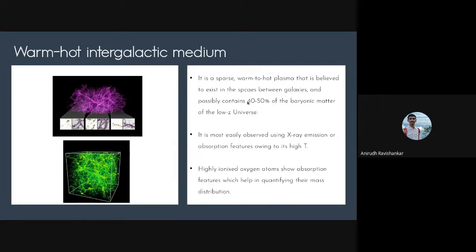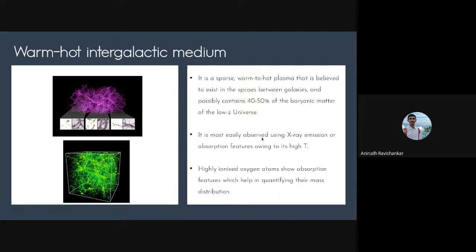There are multiple techniques to find this WHIM. One of the techniques is that you have a distant X-ray source, and this X-ray source shines through the warm hot intergalactic medium, and then you have absorption features, and based on these absorption features, you can quantify the amount of material in the warm hot intergalactic medium. Another example is highly ionized oxygen atoms showing absorption features in this warm hot intergalactic medium region. And these are just a couple of techniques.